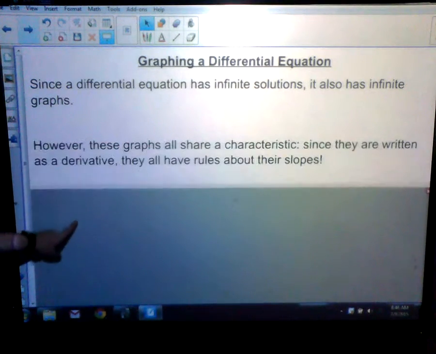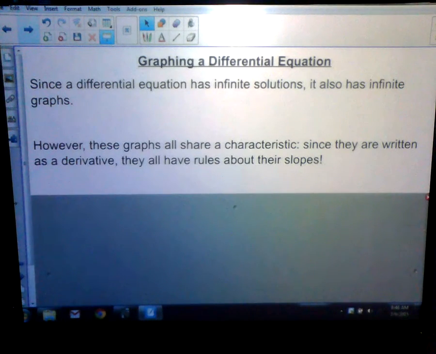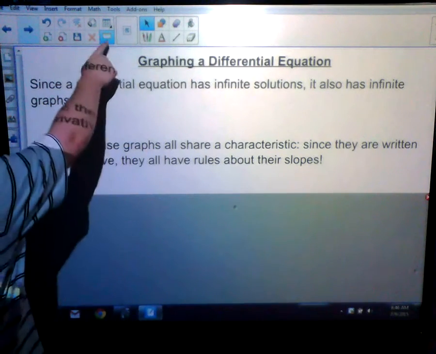It has an infinite number of graphs. They all share a characteristic. They're written as a derivative. They all have the rules about their slope.